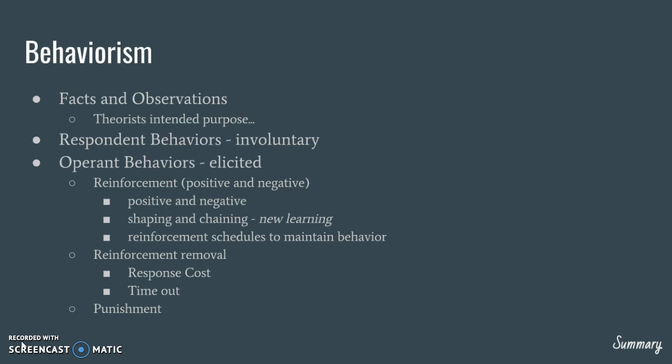Now, operant behaviors are going to be the ones that can be controlled. They are elicited behaviors. One type of operant behavior, or way to elicit a behavior, is reinforcement. Reinforcements are used to increase a behavior. There's positive reinforcements and negative reinforcements. Positive reinforcements are like if you do this, then you can get this. It's where you're adding a stimulus in order to increase a response.